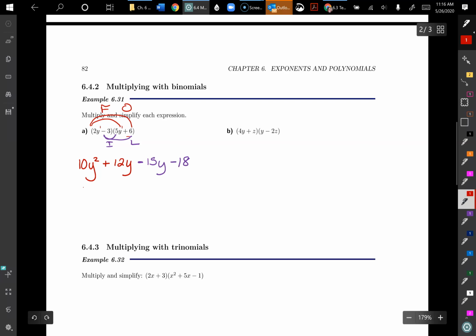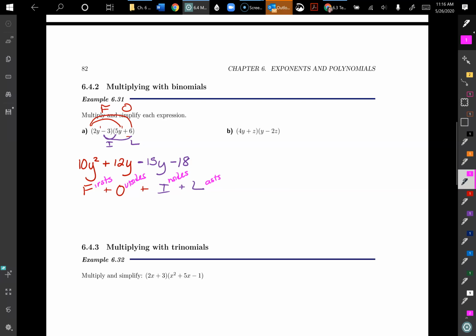Okay, so here we have our first, our outside, our inside, and our last. Just include the sign as you work with it. And you may have seen this, it's called FOIL. Okay, so we have FOIL. And I'll just write in here, this is first, outsides, insides, and lasts. Okay.